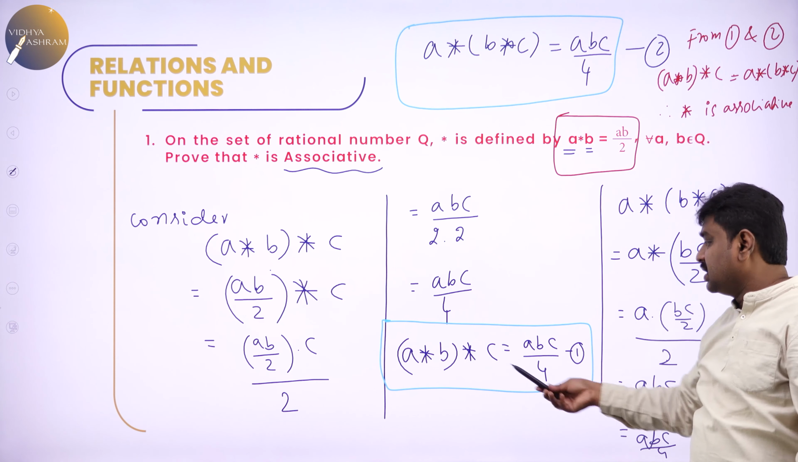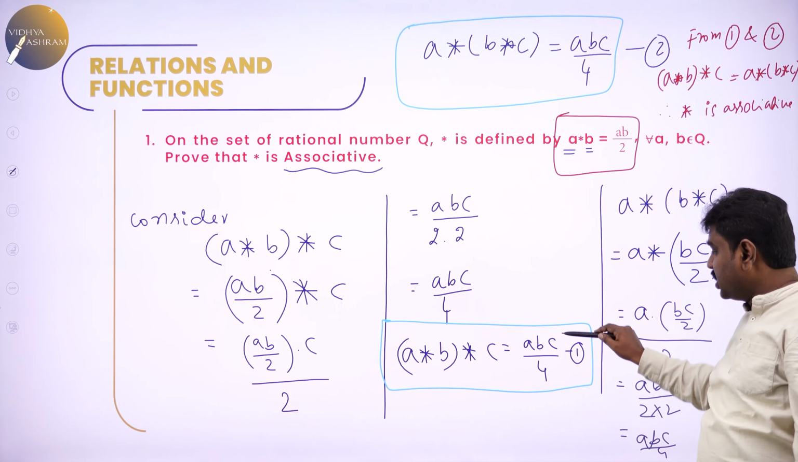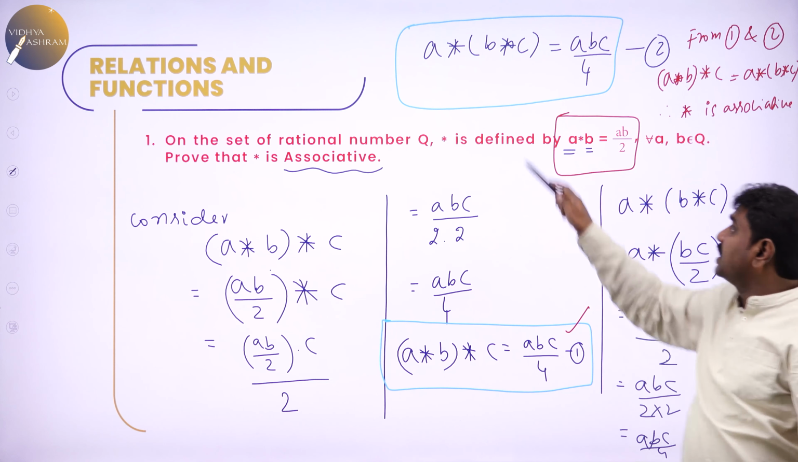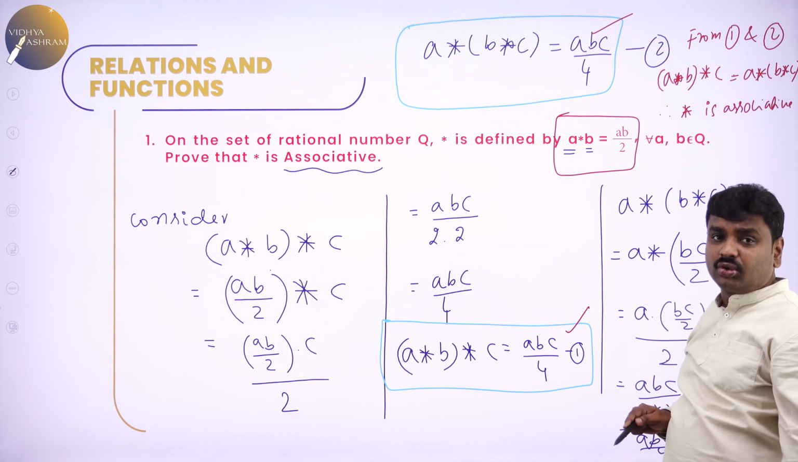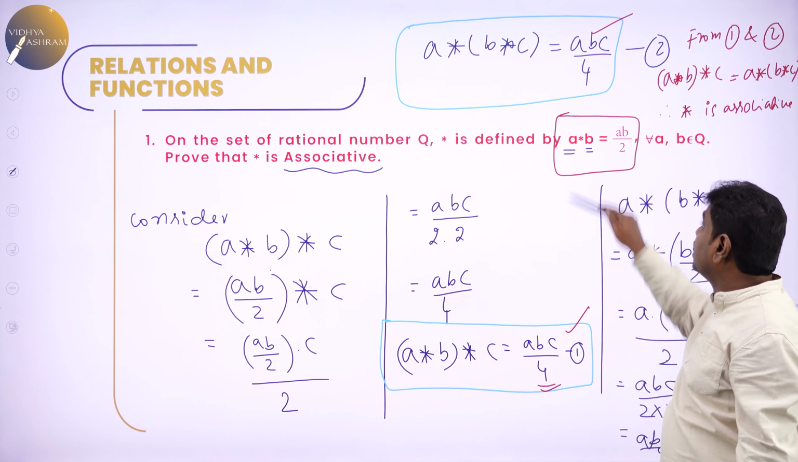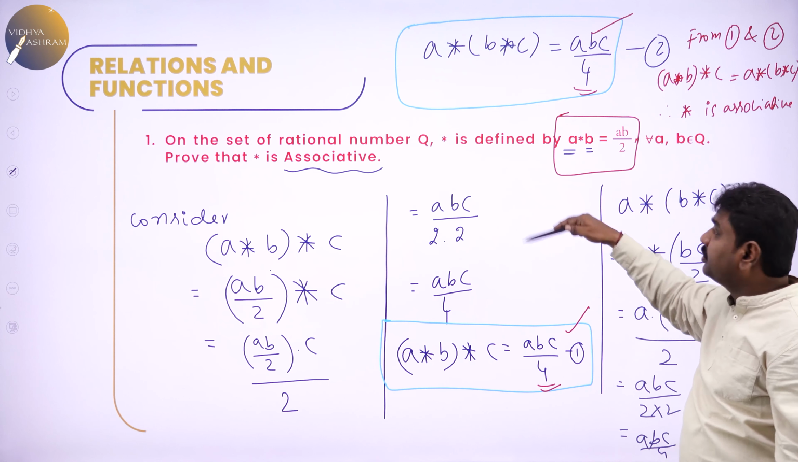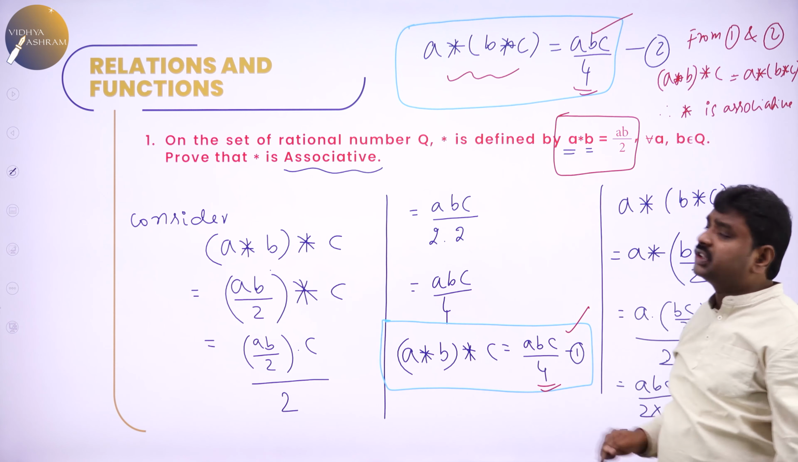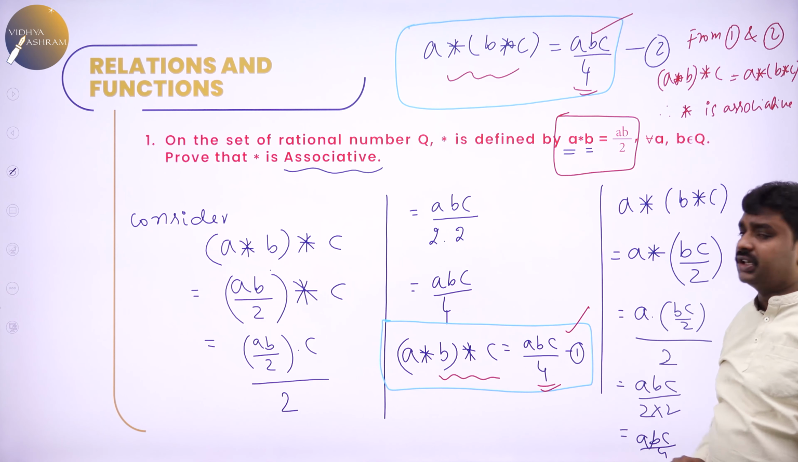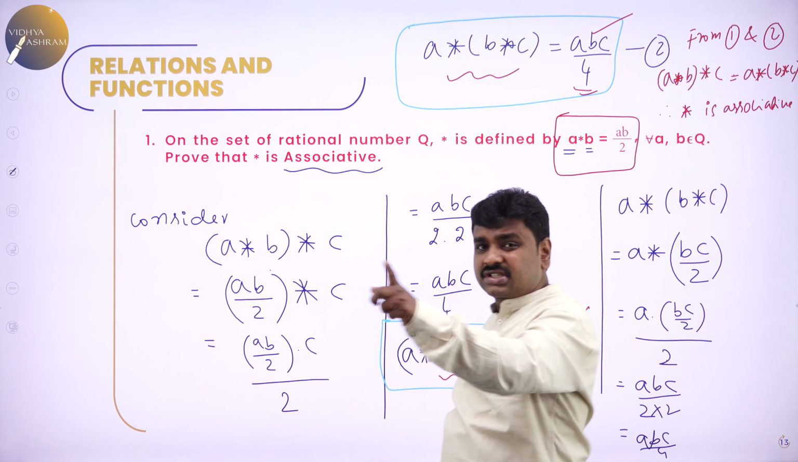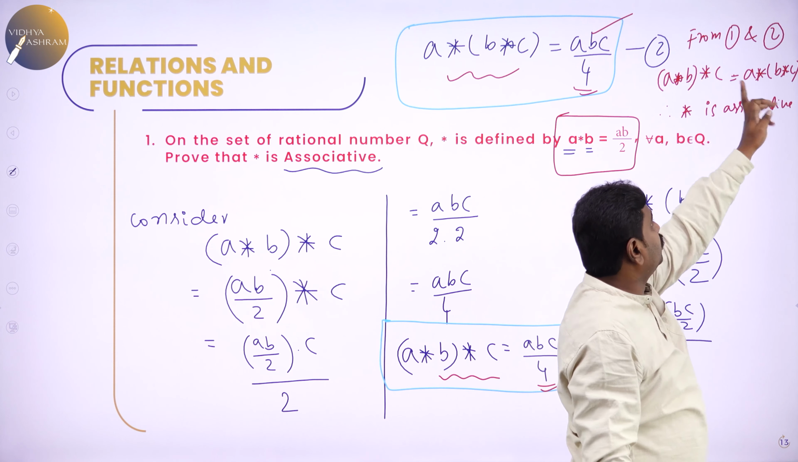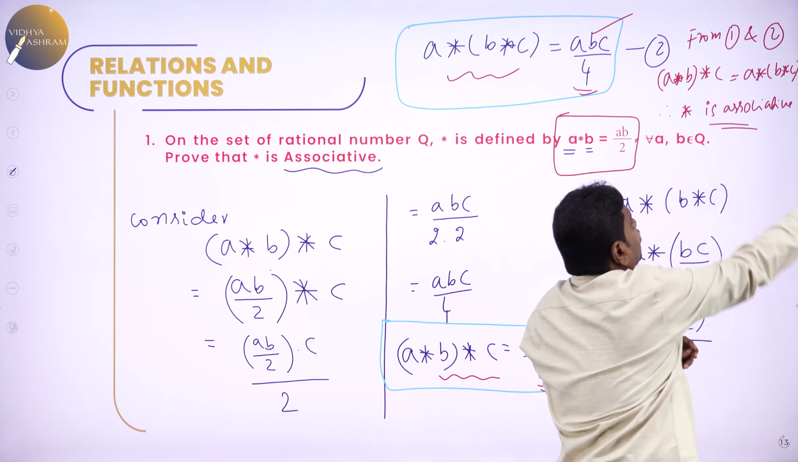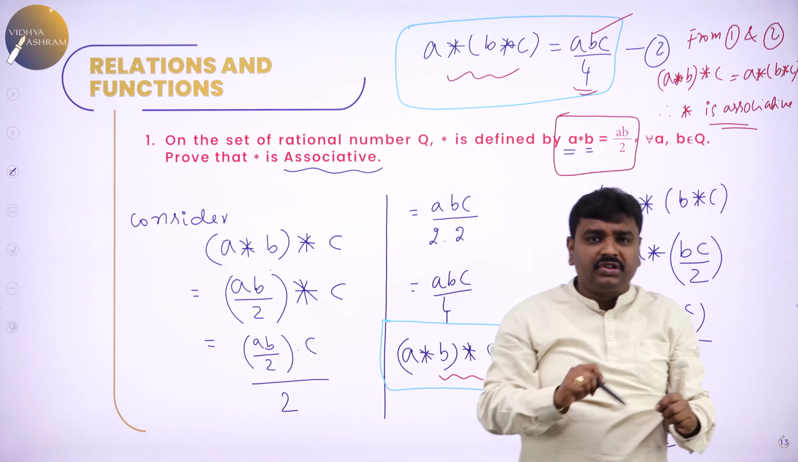What is RHS? What is A star (B star C)? ABC by 4. What is (A star B) star C? ABC by 4. From equation 1 and equation 2, both the RHS are same. I can equate LHS. What is LHS? A star (B star C) and (A star B) star C. So you got A star (B star C) is equal to (A star B) star C. Therefore star is associative. Understood this?